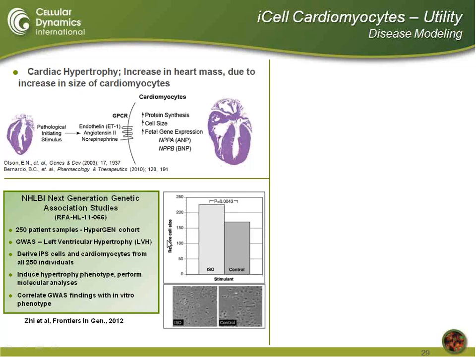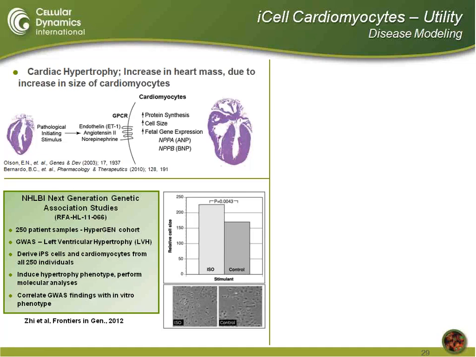Now this becomes even more important when you think of the implications of iPS technology. So this work was done with an NHLBI grant, taking a look at 250 patient samples from a HyperGEN cohort. So this is a large group of genome-wide association studies looking for left ventricular hypertrophy in hypertensive patients. And left ventricular hypertrophy is a very common marker of potential cardiac failure and cardiac disease.